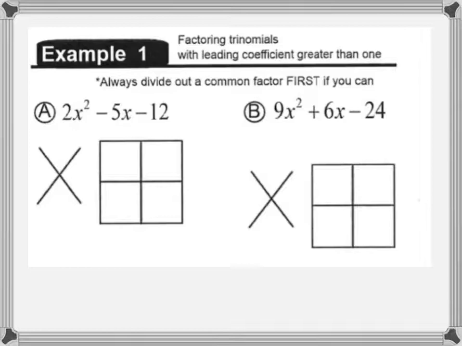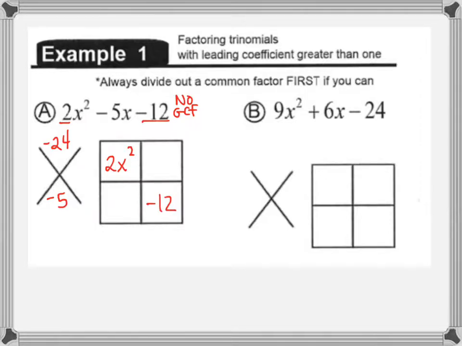So in my example A, 2x squared minus 5x minus 12, there is no GCF. There's no greatest common factor. So now I take a times c, 2 times negative 12, and get negative 24. That goes at the top of my x. And the b term, negative 5, goes at the bottom. I can start filling in my box. So my first term, 2x squared, goes at the top left. The last term, negative 12, goes in the bottom right.